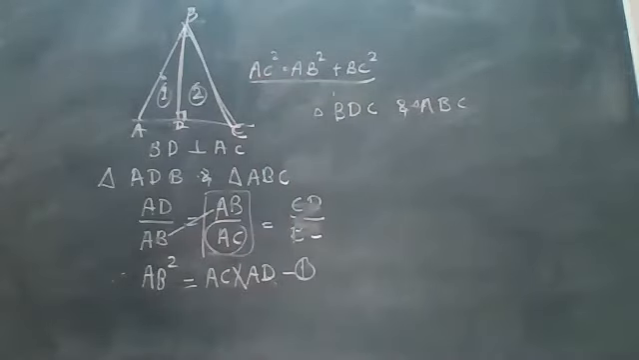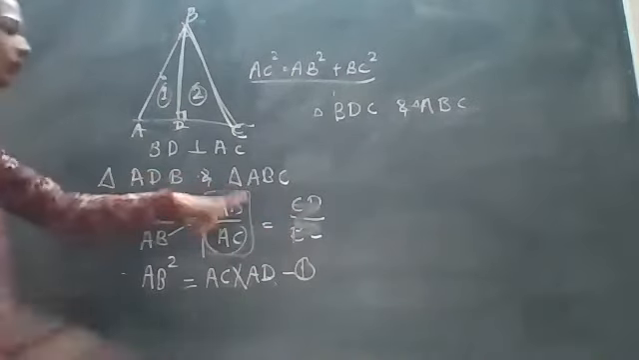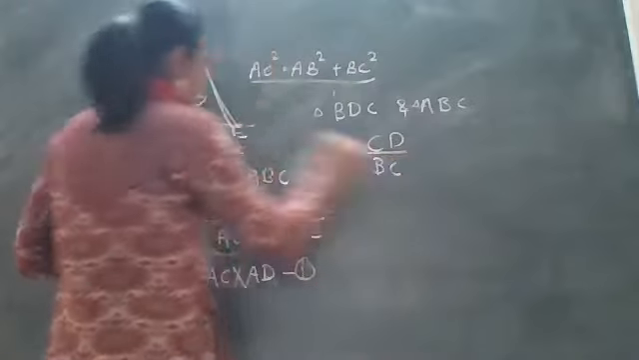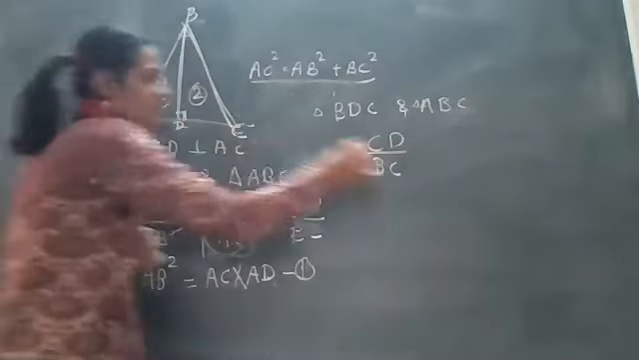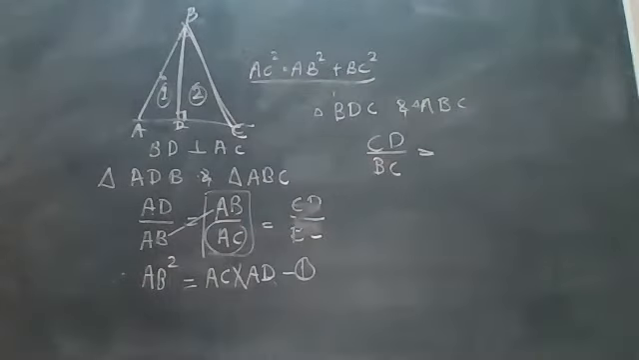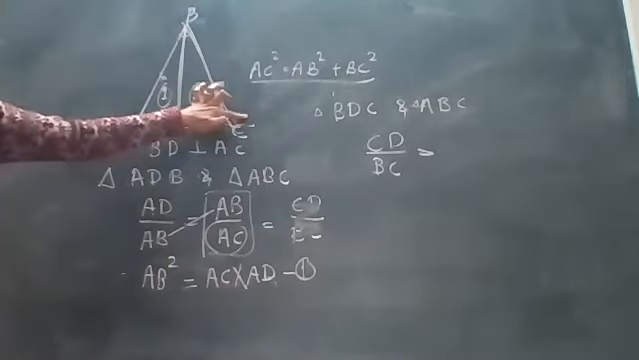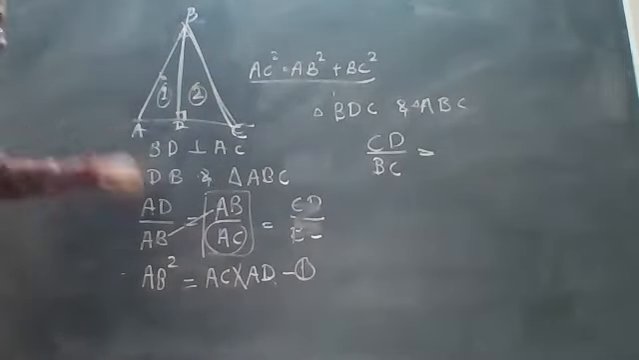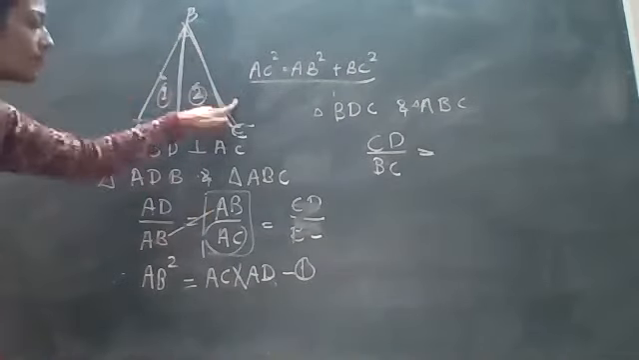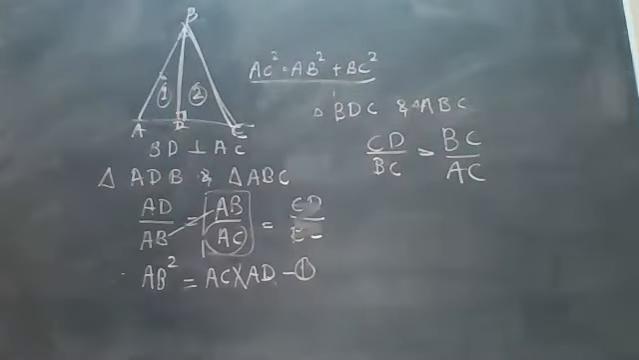Okay, so here also what can we write now? We are using CD upon BC. This CD upon BC is equal to what? That is the same. Earlier we used AB upon AC. Now instead of this AB, what we are using is BC, another side, BC upon AC. That is our hypotenuse.